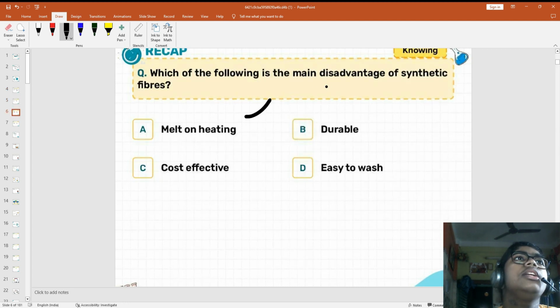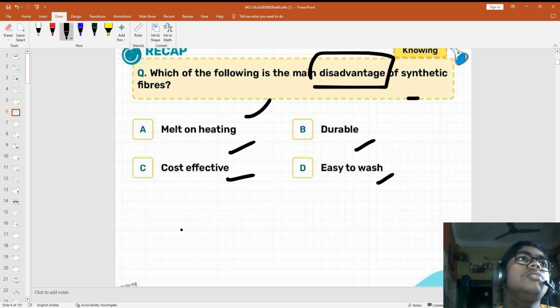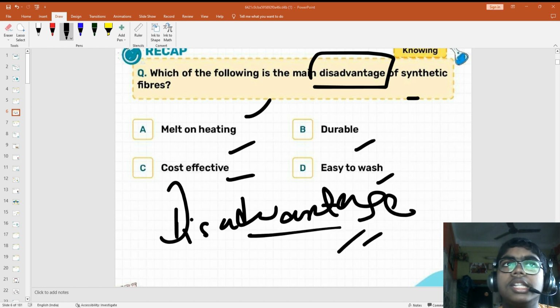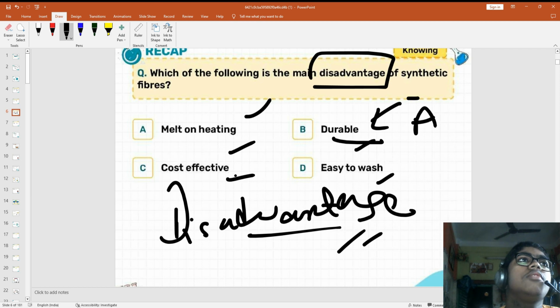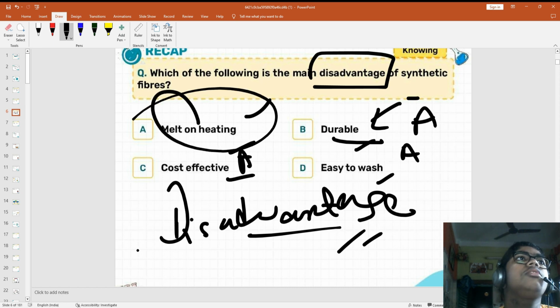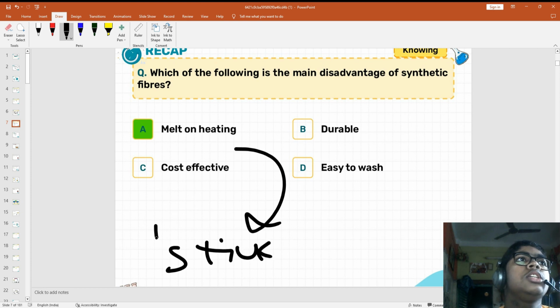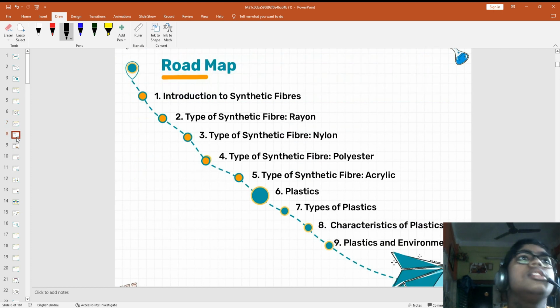Which of the following is the main disadvantage of synthetic fiber? Melt on heating, cost effective, durable, easy to use. So it is a disadvantage, not an advantage. Very easy, right? You can use your common sense here as well. See, durable is an advantage. Cost effective is an advantage only. Easy to use is also an advantage. But melt on heating is not an advantage because it sticks to the body. Just remember this phrase, stick to the body. You have to write this when you describe the melting of synthetic fibers.